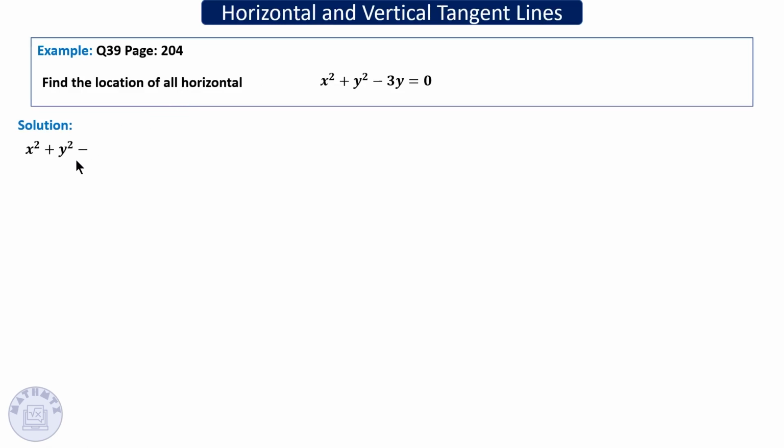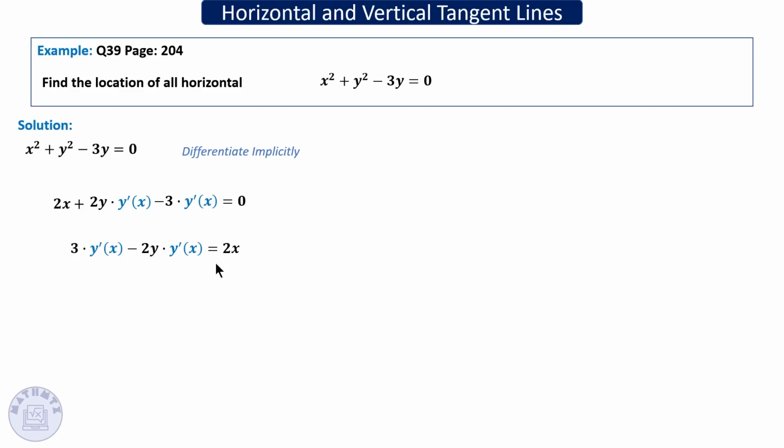Okay, let's focus on our question here. The first thing to do is finding the derivative for this equation, and you need to do it implicitly, right? So differentiating both sides, you will get 2x plus 2y times y prime minus 3y prime equals 0. Move the term that doesn't include y prime to the other side. We need to isolate y prime, right? So now let's take y prime as a common factor, and you'll be left with 3 minus 2y equals 2x. Divide over this bracket, and this will be our derivative.